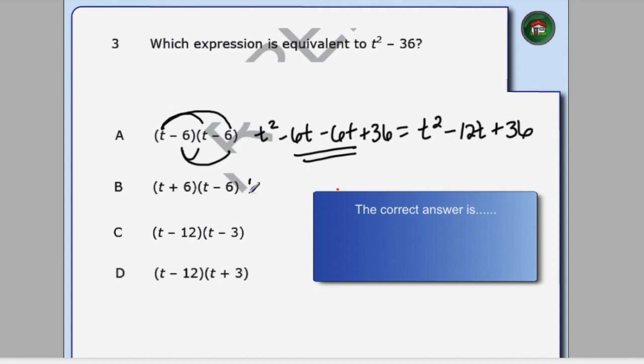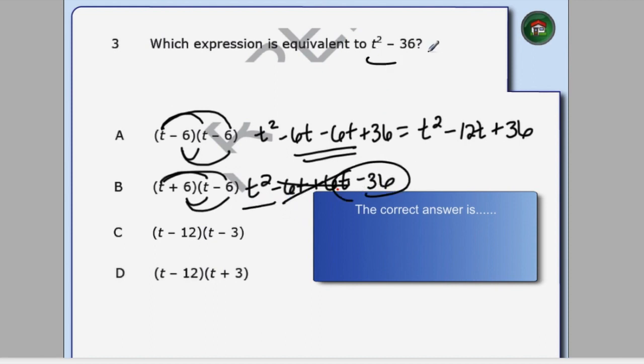If you go through this one, you get t squared and then minus 6t when you take the t through. If you take this 6 through, you get 6t minus 36. -6t plus 6t would cross out, and t squared minus 36 is what you're trying to get. So B would be your answer there.